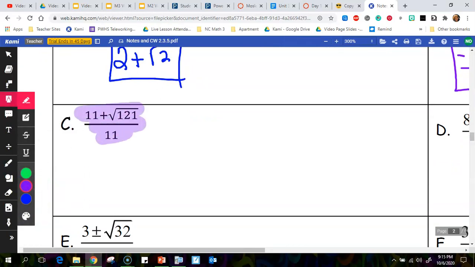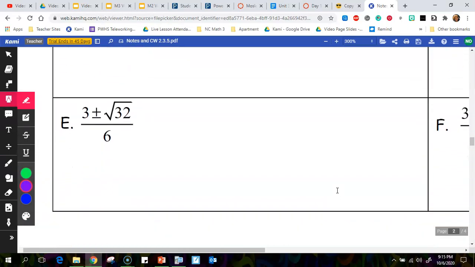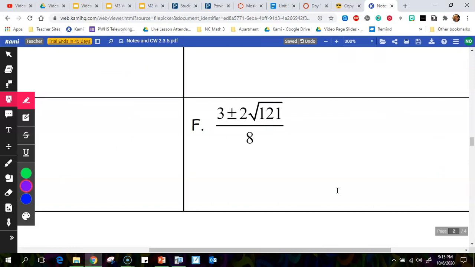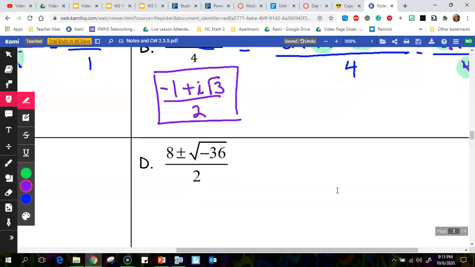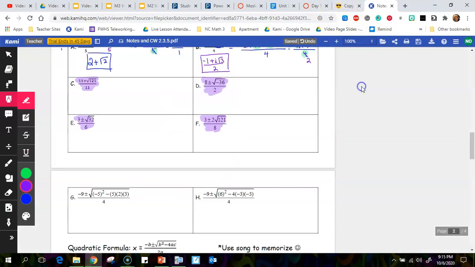Try this one. Let's see. I want you to try this one. This one, because you can take the square root of 121, that's 11. And I think you could also do this one. All right, so I want you to do those. And then we're going to move on because we've done some simplifying radicals already.